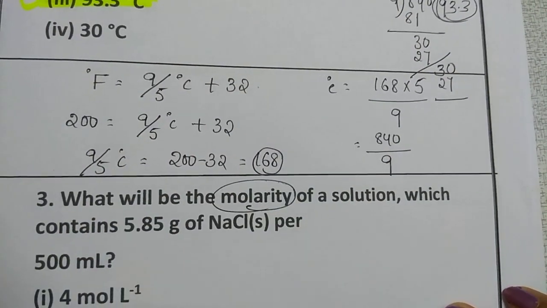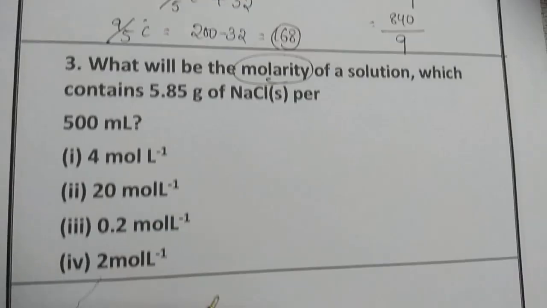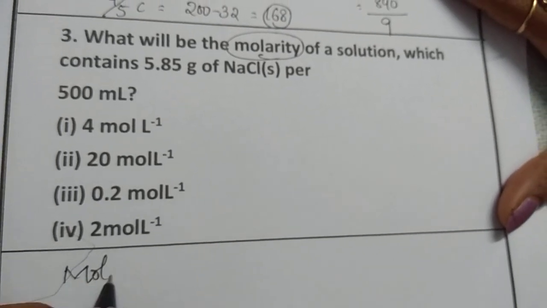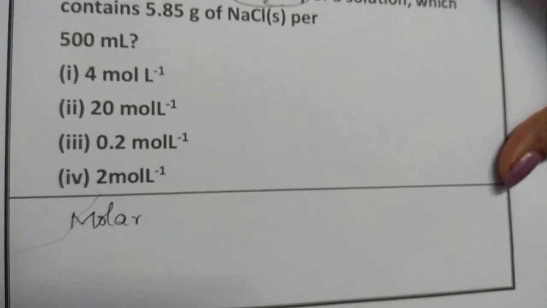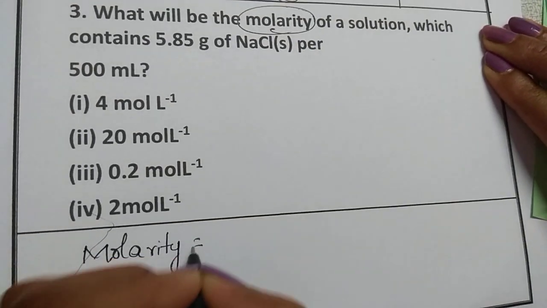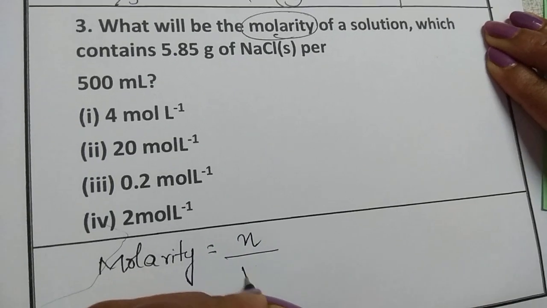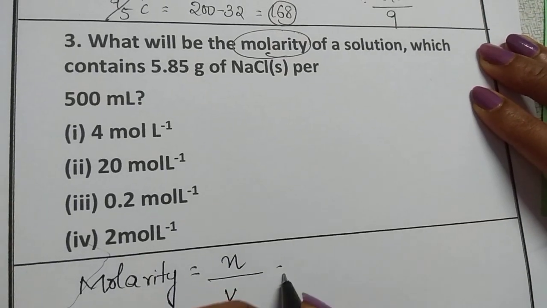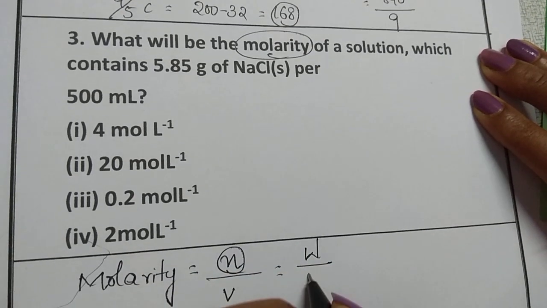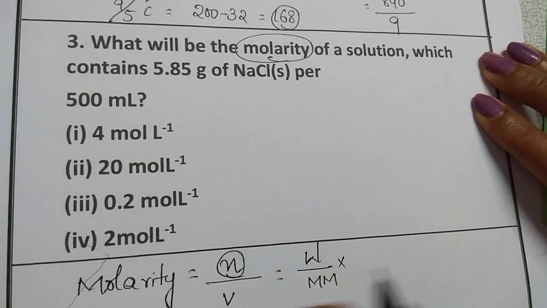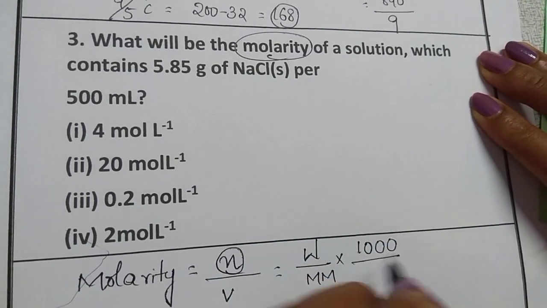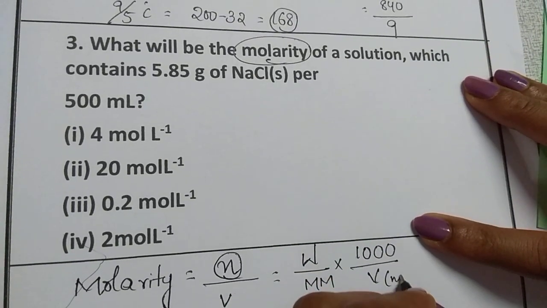They are asking us molarity. What is the formula to calculate molarity, my dear students? Molarity is equal to the number of moles of solute dissolved per liter of volume. This is per liter. Now, number of moles, how to calculate? Weight by molar mass into 1 by V. V is in liter, or if you want to calculate in milliliters, 1000 by V, where V is in milliliters.